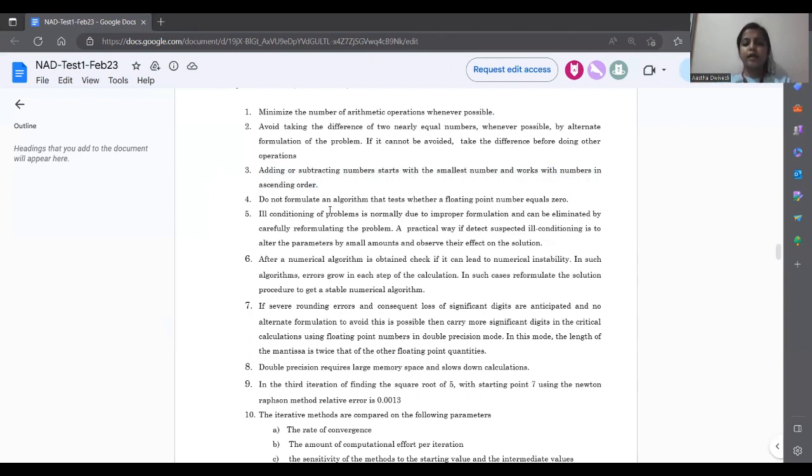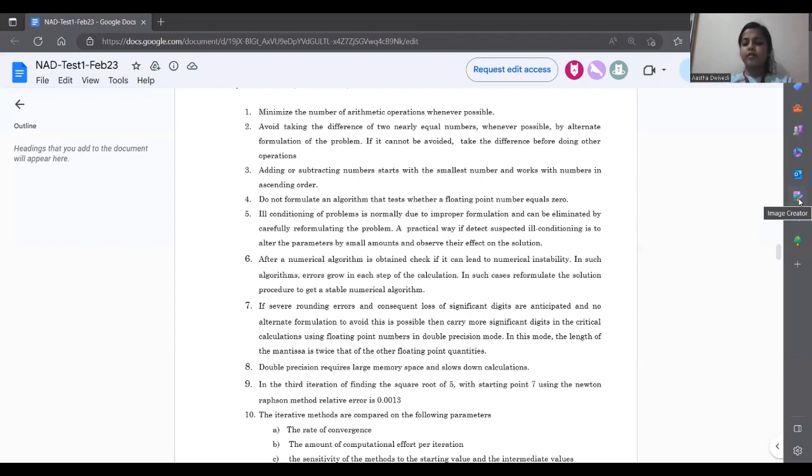Next, do not formulate an algorithm that tests whether a floating point number equals 0. Let's see why. It is not recommended to formulate an algorithm that tests whether a floating point number equals 0 because floating point numbers are not exact and their value may be subject to rounding error. Due to the limited precision of floating point arithmetic, it is difficult to represent certain numbers exactly, including 0. This means that even if two floating point numbers are mathematically equal to 0, their representation in memory may differ due to rounding errors.